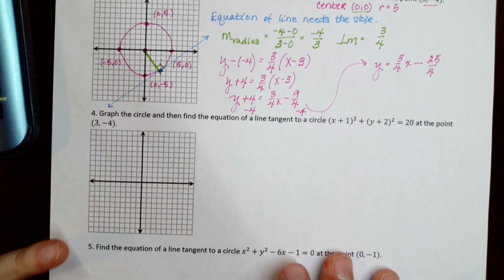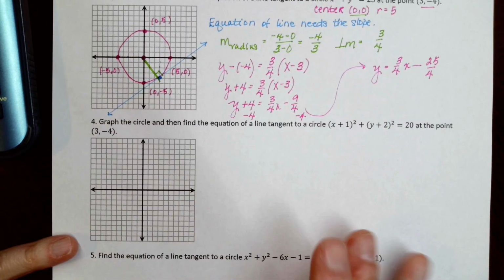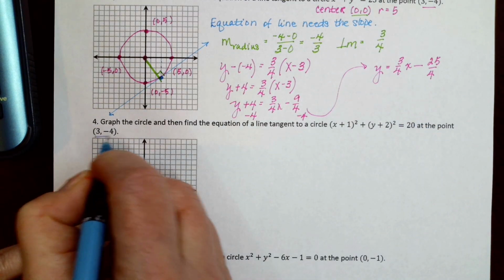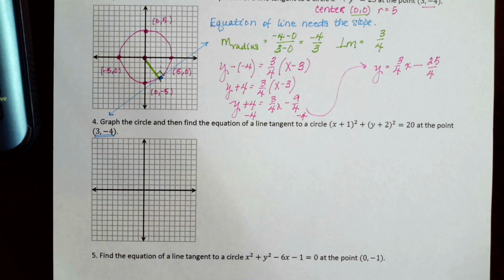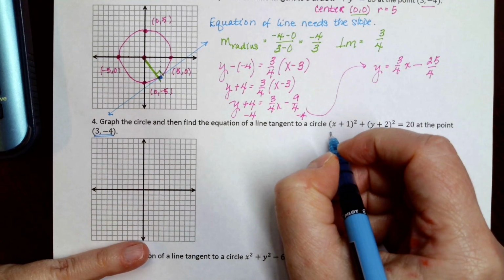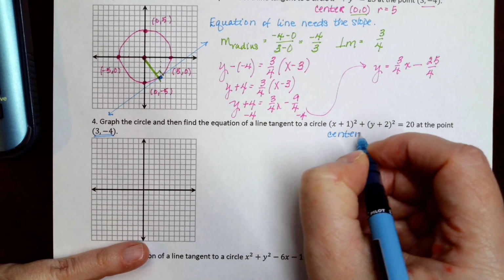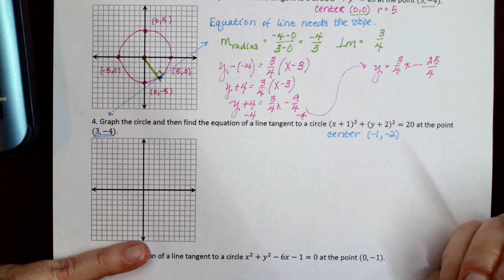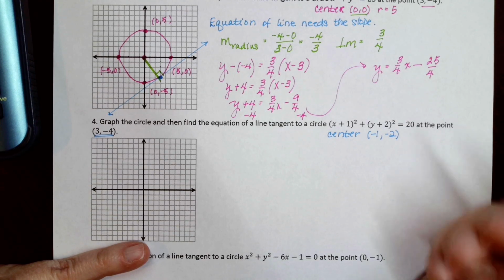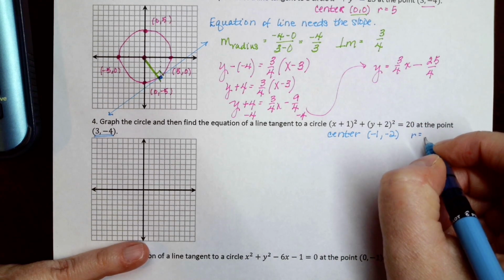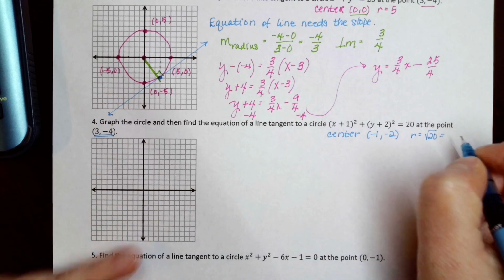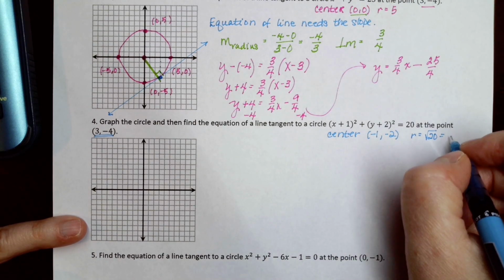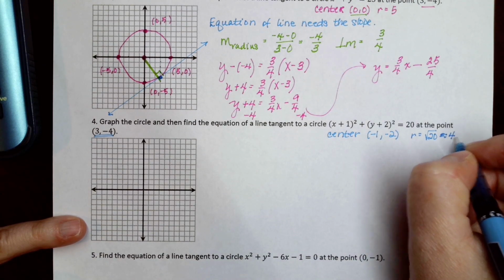All right, let's look at the second one. Same idea, we're going to try it again. Graph the circle and then find the equation of a line tangent at the point 3, negative 4. This time, we notice our center of the circle is at negative 1, negative 2. Our radius is not so nice this time: the square root of 20, which is about 4.5, just for the sake of graphing.